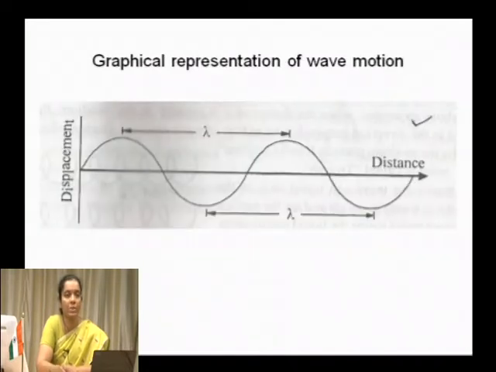This is a graphical representation of the wave motion. It is a graph of displacement versus time. Again, there is a mistake there: it is not distance, it is time, displacement versus time. The distance between two crests, the maximum amplitudes on the wave, or the distance between two troughs, the minimum amplitudes on the wave, we call the wavelength, and it is represented by lambda. It is measured in meters. The dimensional formula for wavelength is M0 L1 T0.